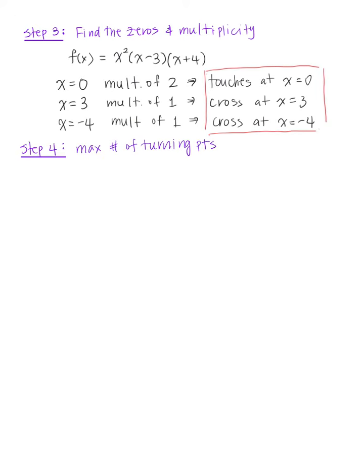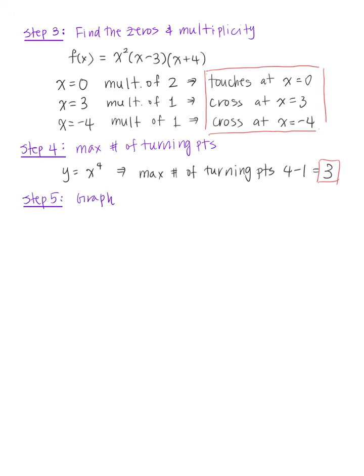And step 4, we need to find the maximum number of turning points. Now remember that our function f of x resembled our power function y equals x to the fourth, right? So that implies that the maximum number of turning points is going to be 4 minus 1, which is going to be 3. So that will be the maximum number of turning points. All right, now step 5, graph.